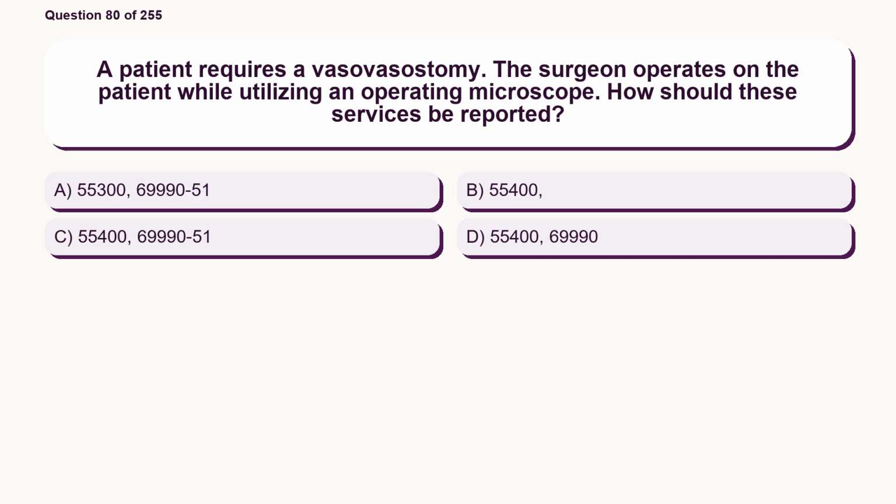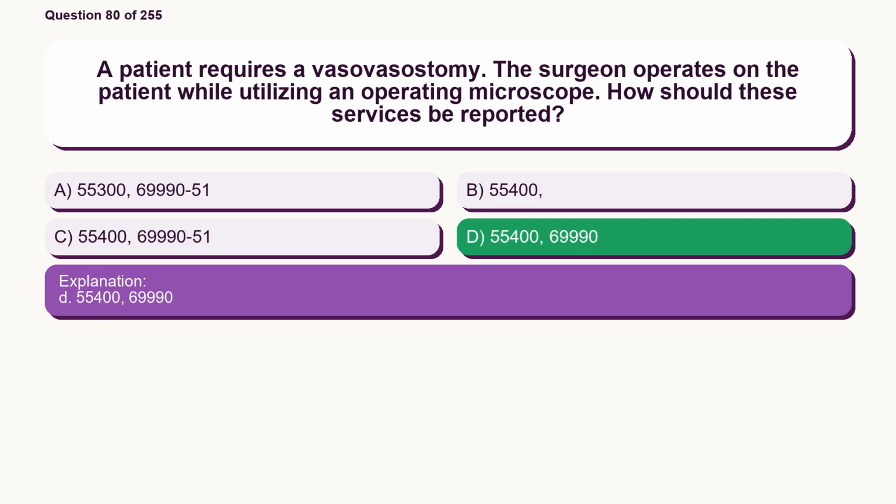Question 80. A patient requires a vasovasostomy. The surgeon operates on the patient while utilizing an operating microscope. How should these services be reported? Option A, 55300, 69990-51. Option B, 55400. Option C, 55400, 69990-51. Option D, 55400, 69990. The correct answer is option D, 55400, 69990.